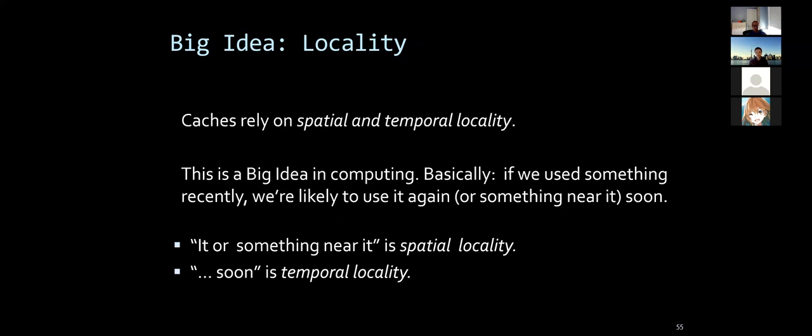But I really encourage you, if you're interested in computer architecture, to read more about that. This is a locality thing. Locality has two major forms, spatial and temporal locality.